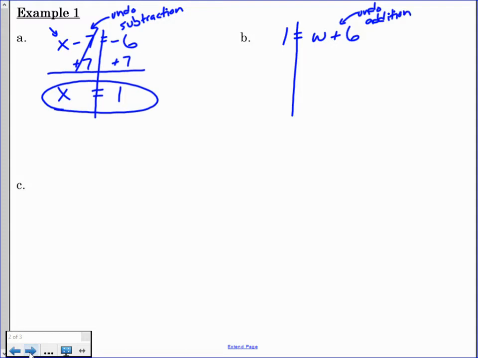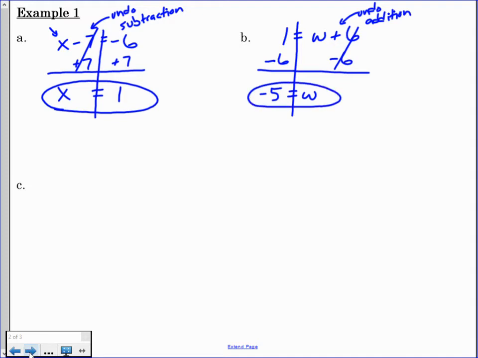Okay, so like we learned on the first slide, the subtraction property of equality, if I just subtract this 6 from both sides, it will cancel out the plus 6, and it will leave me with w by itself, so that's the goal there, and 1 minus 6, which is negative 5. And that is my solution.